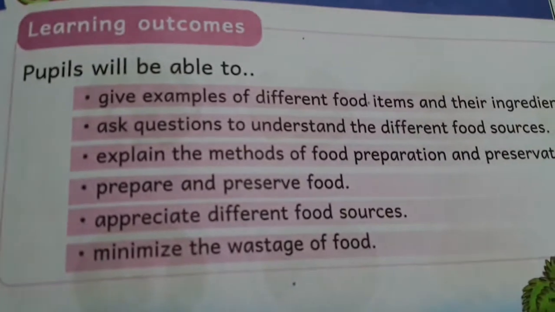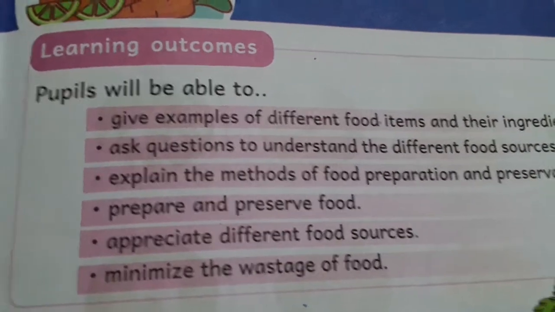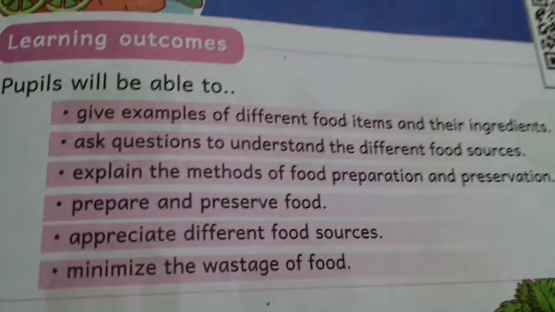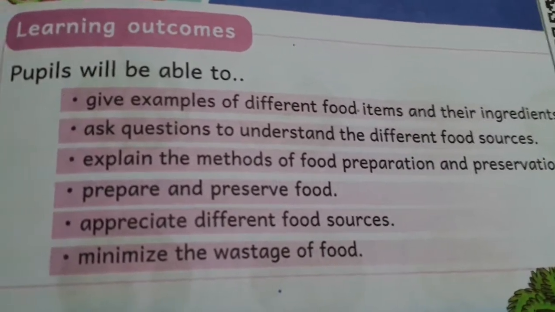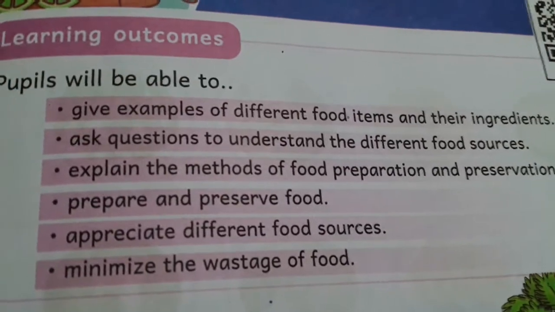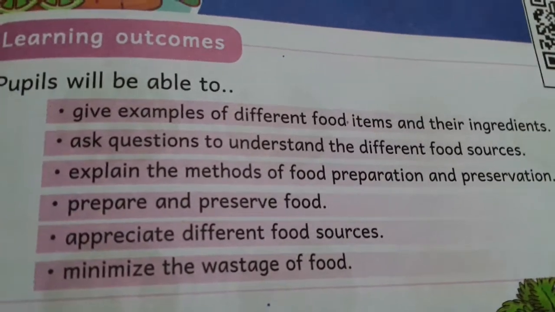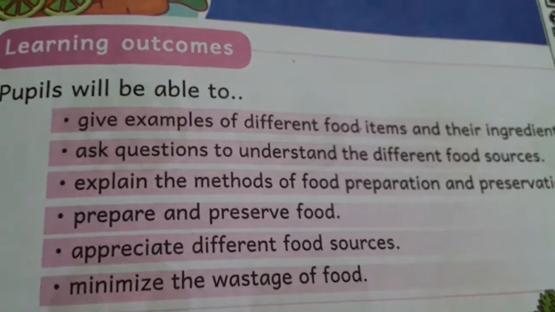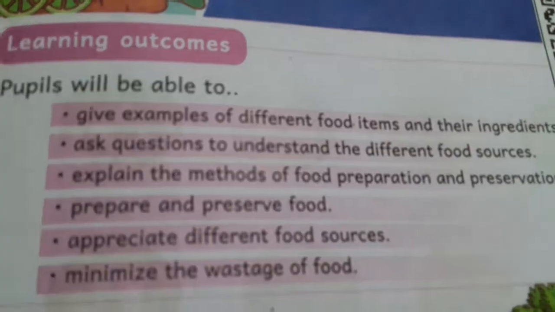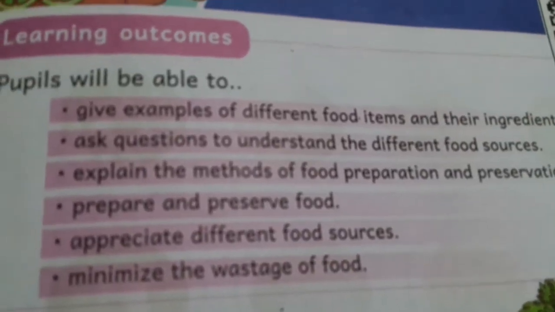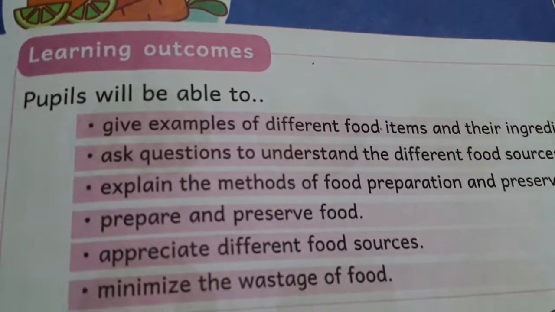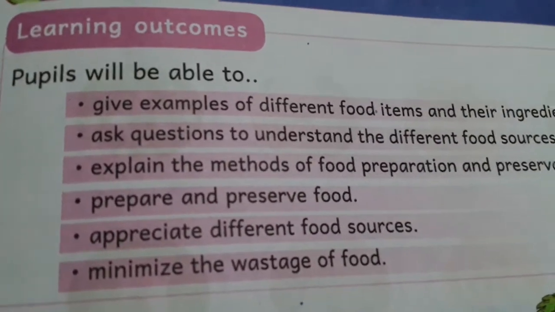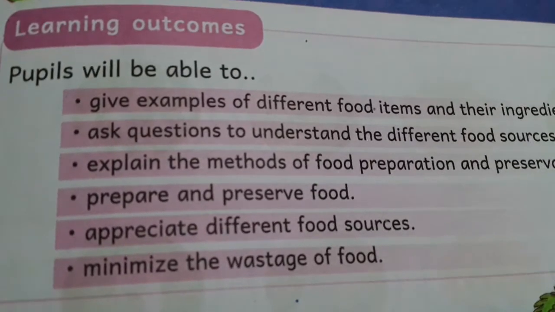See, these are the learning objectives. Pupils will be able to give examples of different food items and their ingredients, ask questions to understand the different food items, explain the methods of food preparation and preservation, prepare and preserve food, appreciate different food sources, and at last minimize the wastage of food.